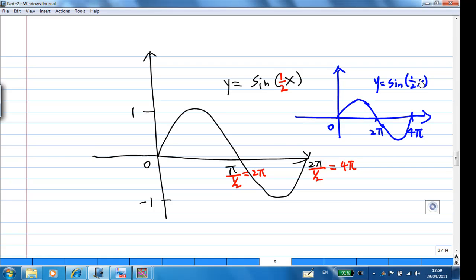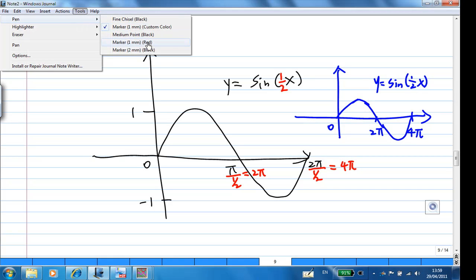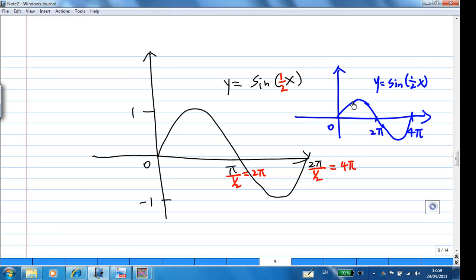Now, if you try to figure out how it compares to y equal to sine x, imagine y equal to sine x is actually here. From 0 to 2 pi, there is one cycle. So y equal to sine x is this one.